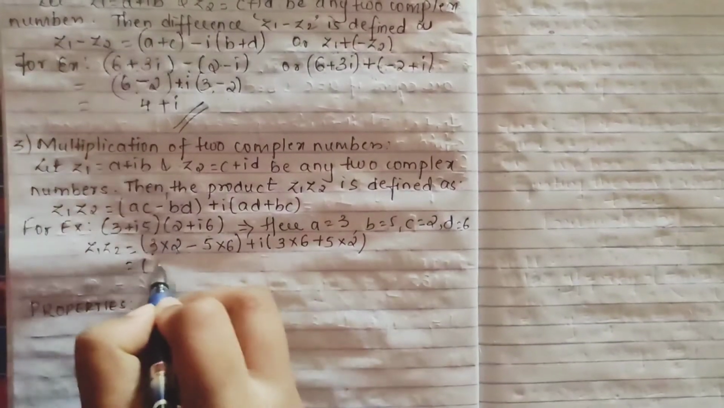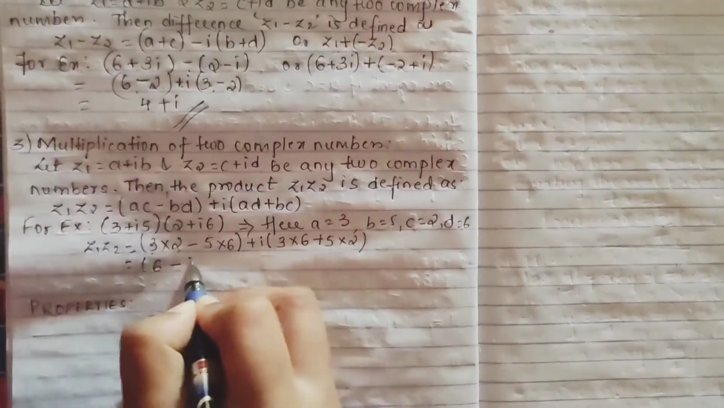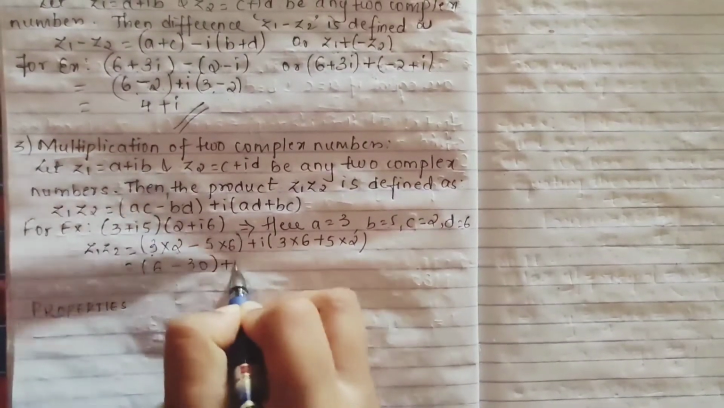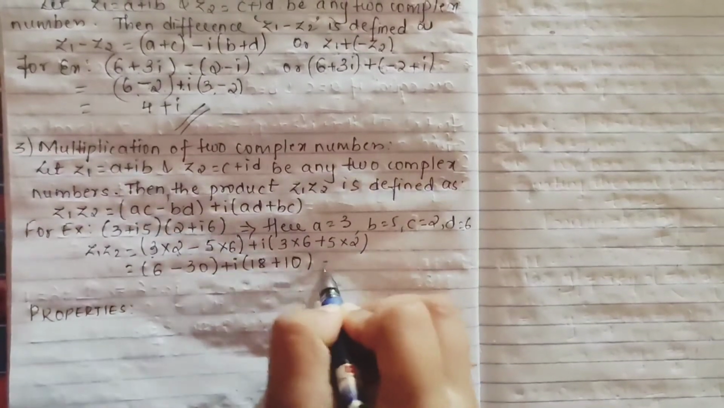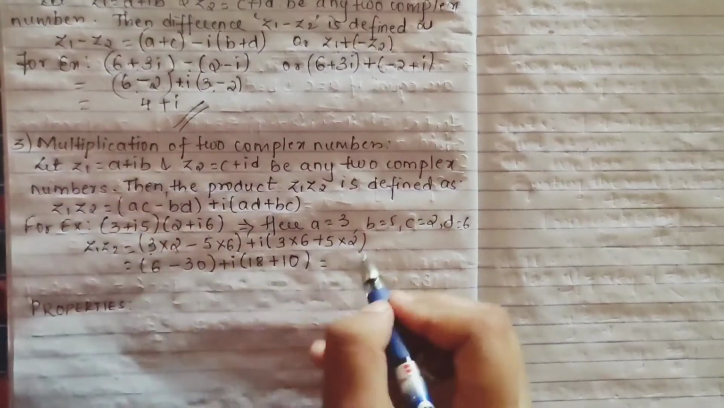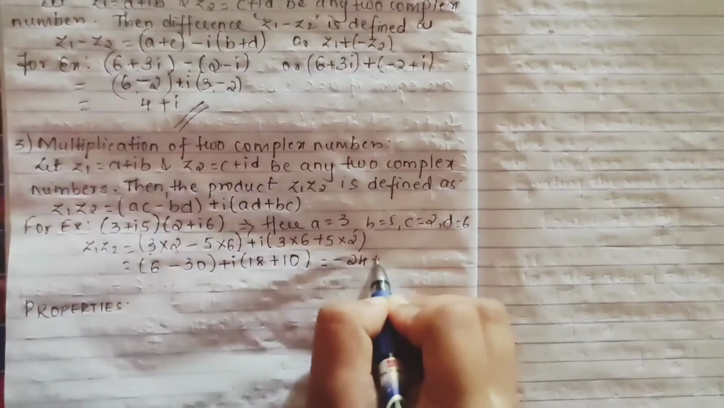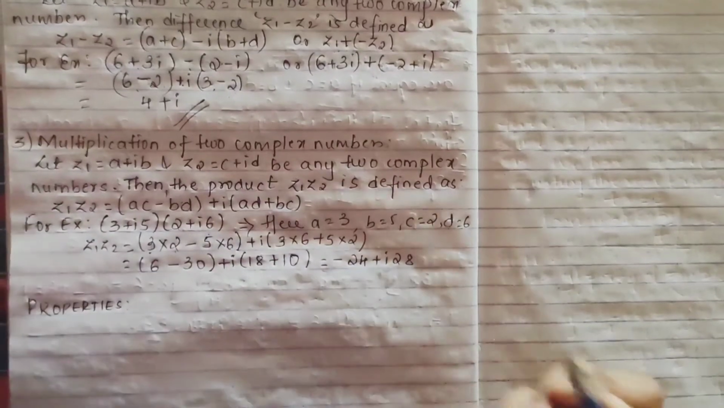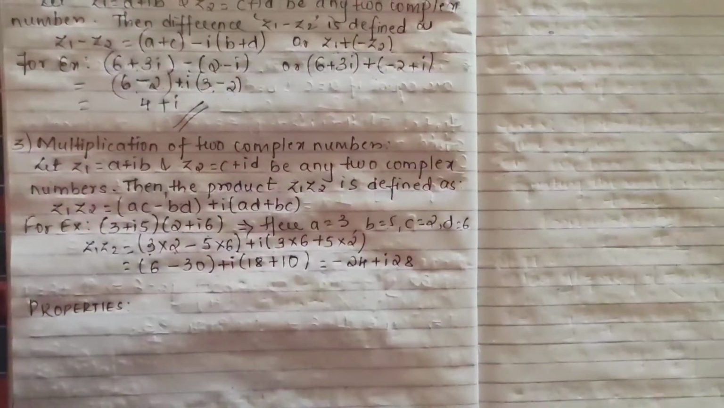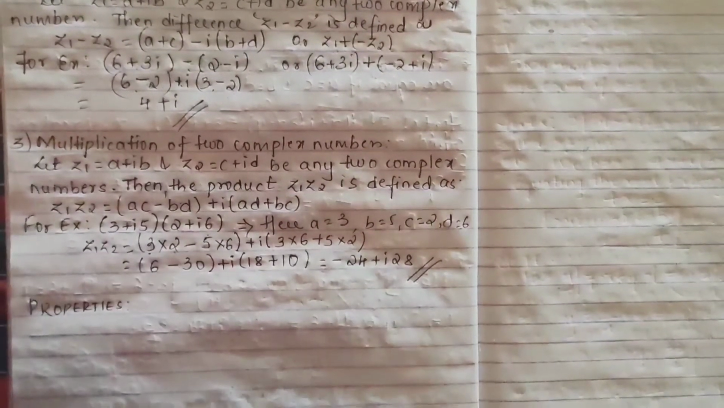3 2s are 6 minus 5 6s are 30, plus i of 6 3s are 18, 5 2s are 10. 6 minus 30 is minus 24, plus i, 18 plus 10 is 28. So you get minus 24 plus i 28. Understood how we have to do the product?